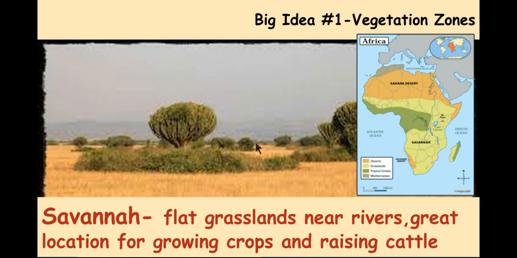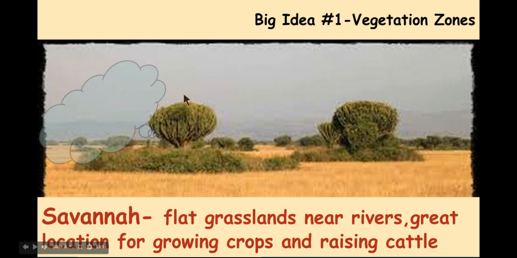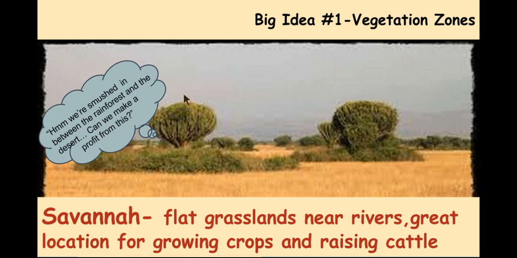So the third vegetation zone is the savanna, and the savanna is flat grasslands near rivers, and this is a great location for growing crops and raising cattle. It's kind of that in-between area. And so the people of the savanna actually kind of thought to themselves, here we are, we're smushed in between the rainforest and the desert. How could we make a profit from this? And in fact, that's how the Empire of Ghana became wealthy, because of their location.